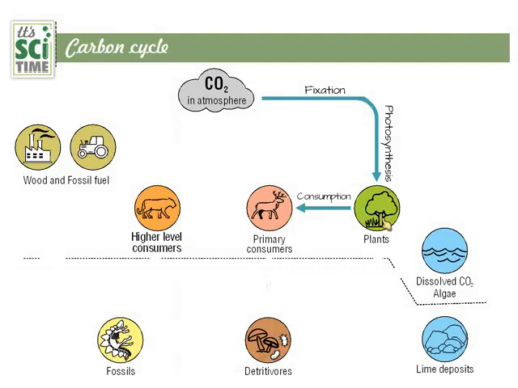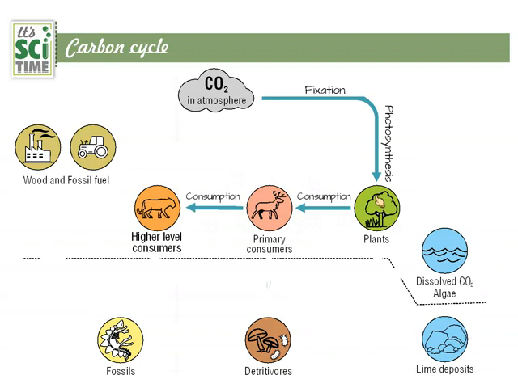Then carbon will travel to the animal body through the consumption process. Animals eat plants, then that carbon travels to the animals, the primary consumers. Primary consumers are eaten by the secondary consumers, then it will travel to the higher level consumers also. Now the plants got carbon, the primary consumers got carbon, and also the higher level consumers got carbon.